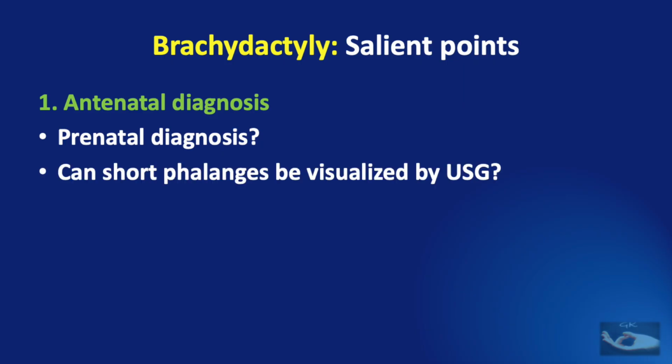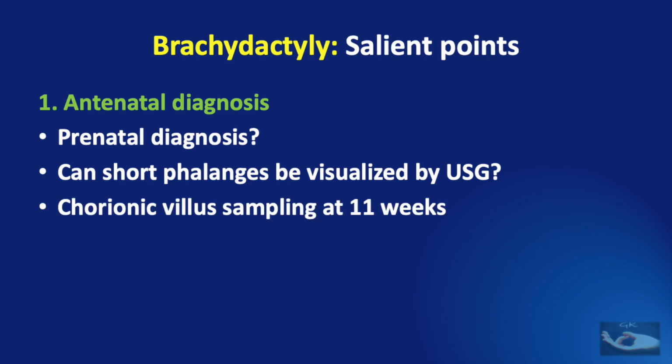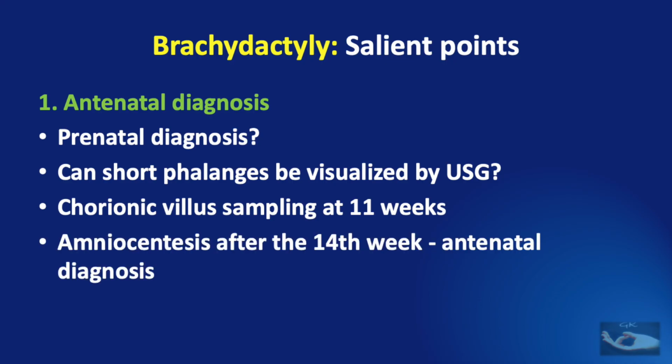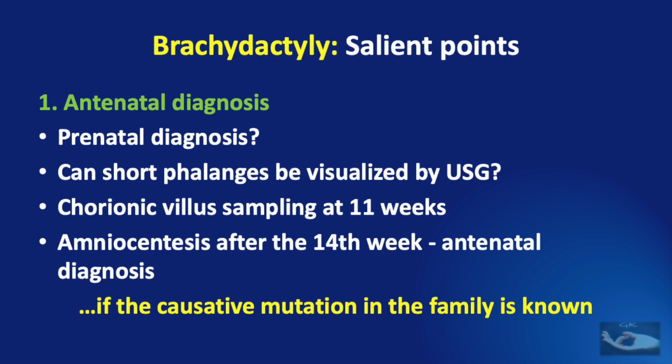Short phalanges may not be clearly evident by fetal ultrasonography early in development and will only be visible later on if expressed. Molecular studies of chorionic villus sampling at 11 weeks of gestation and by amniocentesis after the 14th week of gestation can provide antenatal diagnosis if the causative mutation is known to run in the family.